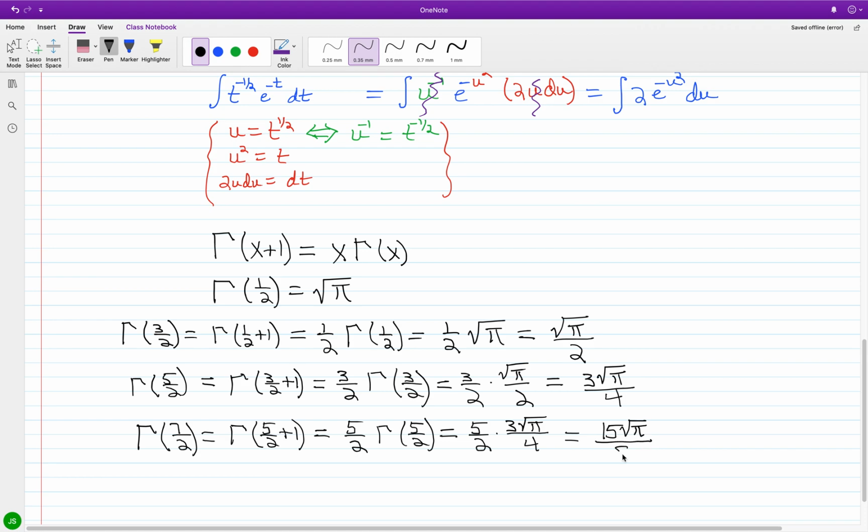And if I were to continue throughout, I would have gamma of 9/2, that would be 7/2 times 15/8 of the square root of pi. So there's a bit of a domino effect that will be carried out. And this will be for some of our functions related to what we'll be looking at in the case of Laplace transforms.